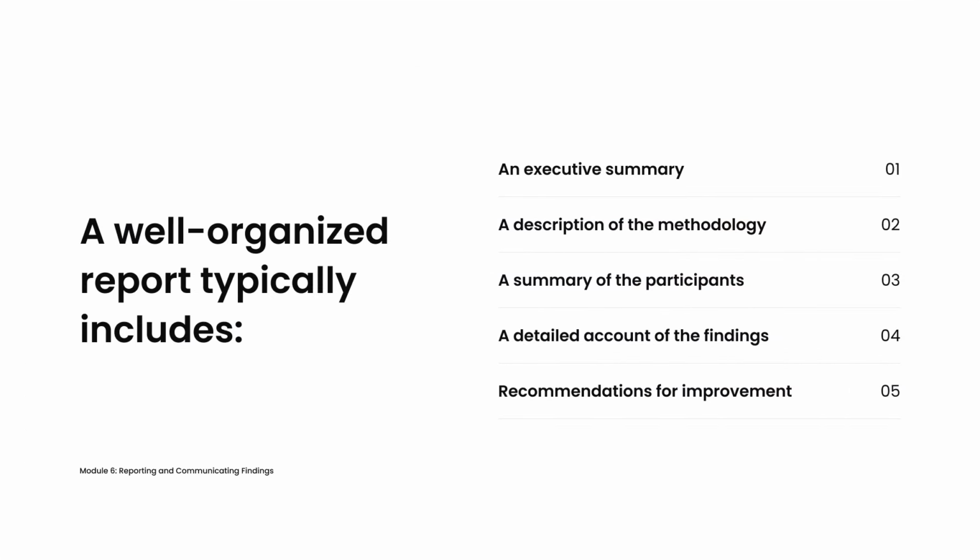So how do you create an effective usability test report? Let's start with the structure. A well-organized report typically includes an executive summary, a description of the methodology, a summary of the participants, a detailed account of the findings, and recommendations for improvement.